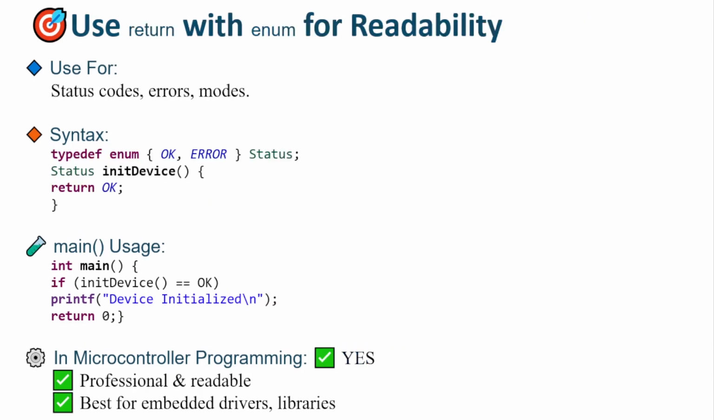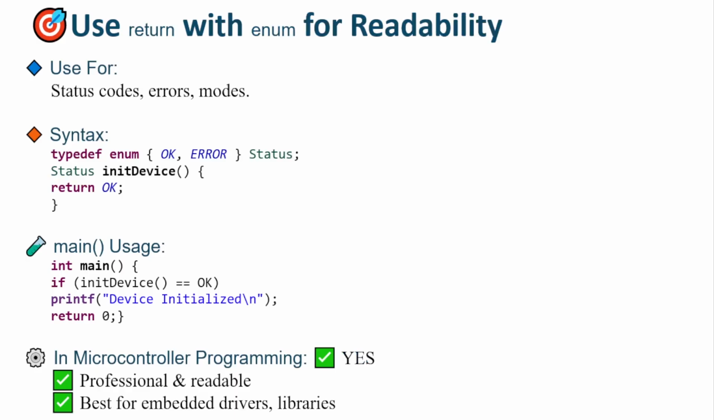Number 5, use return with enum for readability. It's a very important way. Another great way to return data from a function is by using an enum. Enum lets you give meaningful names to different return values instead of just numbers. This method is especially useful for status codes, error indicators, and mode selections, or any small set of predefined options.